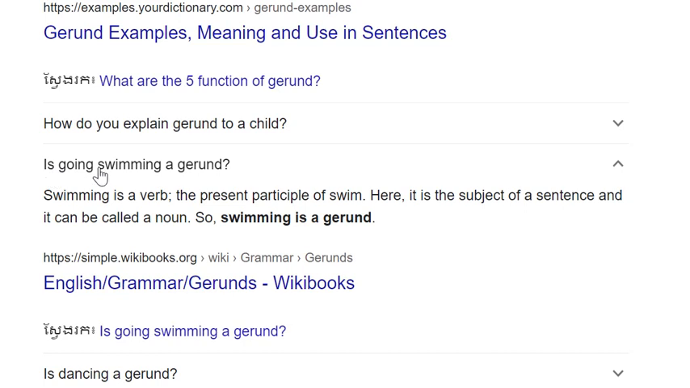Is going swimming a gerund? Swimming is a verb, the present participle of swim. Here it is the subject of a sentence and it can be called a noun, so swimming is a gerund.